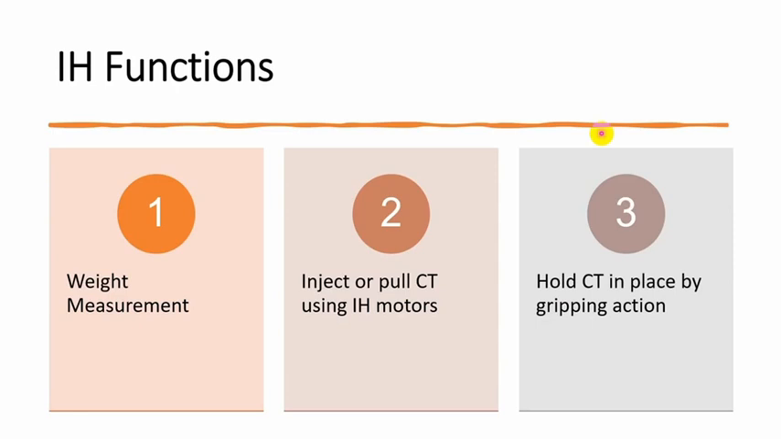So now you may have deduced the functions of the injector head. First, it measures the weight of coil tube injected or pulled from the well. Secondly, it injects or pulls coil tube using injector head motors, sprockets, chain, traction pressure, and chain tension, all of this incorporated to inject or pull coil tube. It also holds coil tube in place by the gripping action of the gripper blocks. So this is the main function.